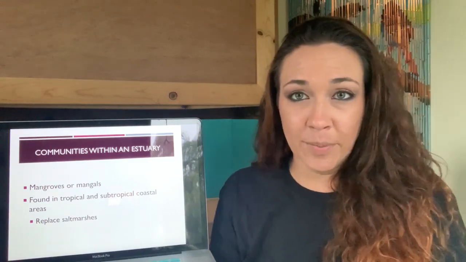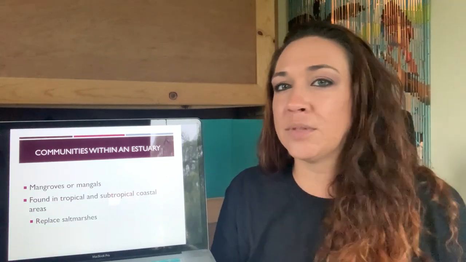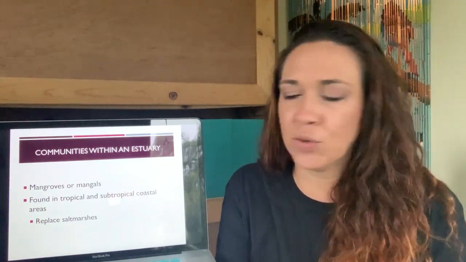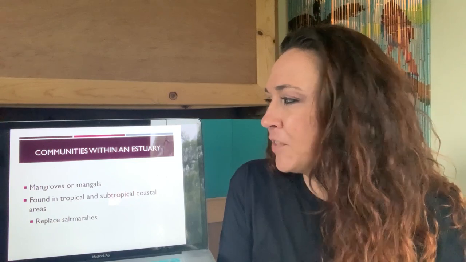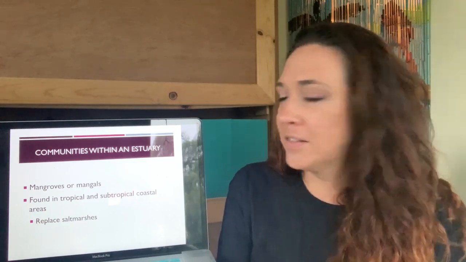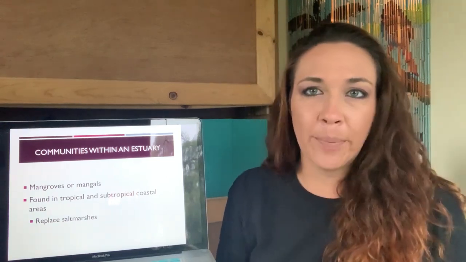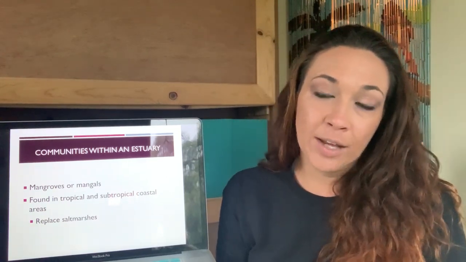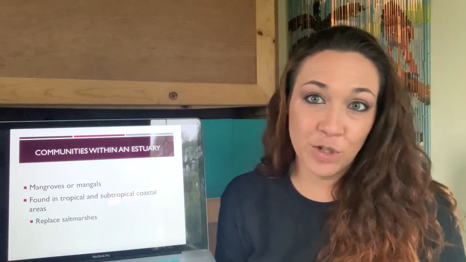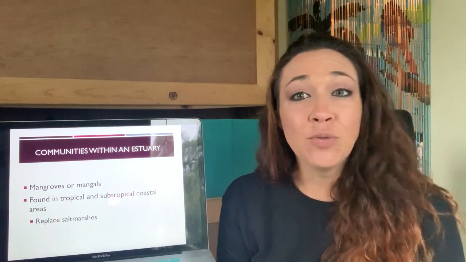So mangrove estuaries are really common, especially in Florida and sometimes in Louisiana and Georgia and stuff like that. These are called mangroves or mangals. Basically anywhere warm, tropical, or subtropical. They don't like it cold. We don't have mangroves out here in California because it would just be too cold. And they do replace salt marshes.